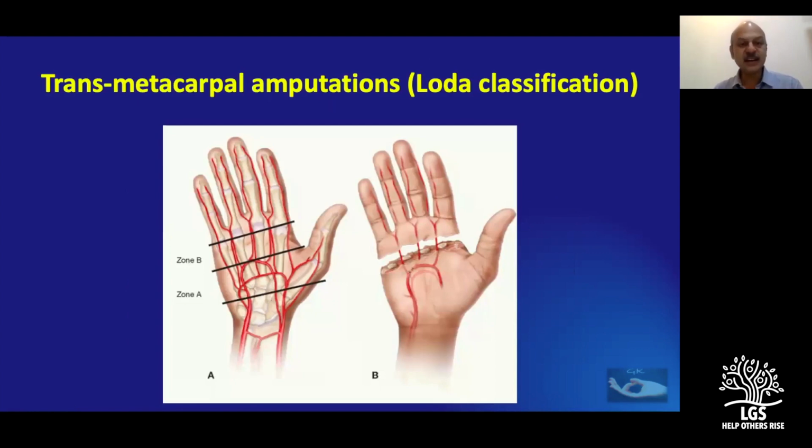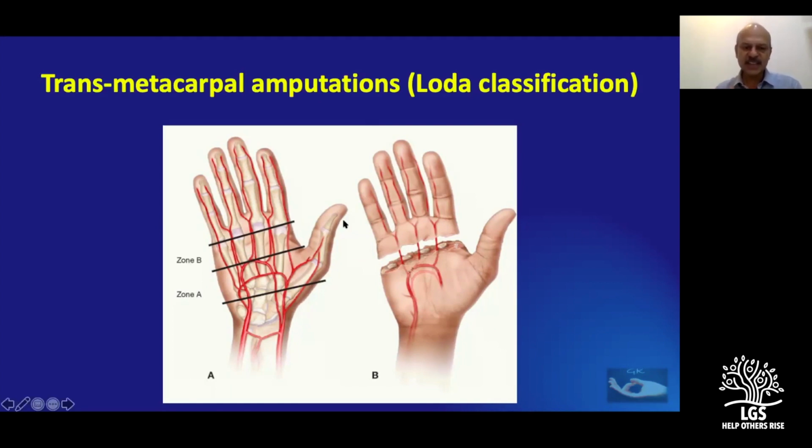Lastly, we see the trans-metacarpal amputation. We have a classification known as the LODA classification. Now the problem in these is, there are two types. There are two zones in trans-metacarpal at the level of the palm. One is zone A, where it is proximal to the superficial palmar arch. Zone B is distal to the superficial palmar arch. You can imagine what the problem is.